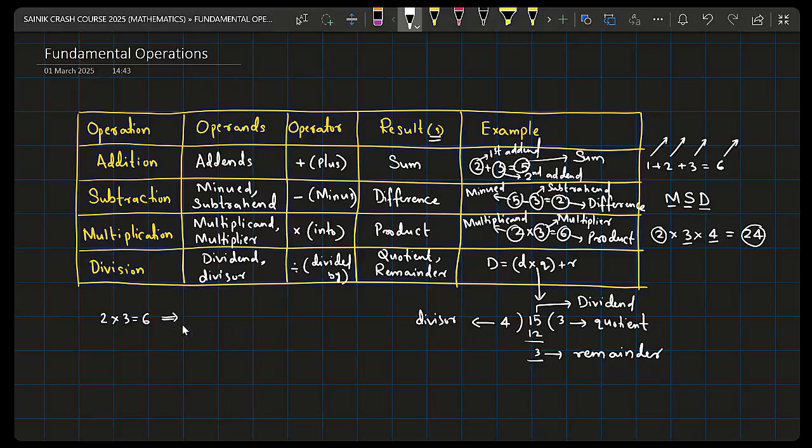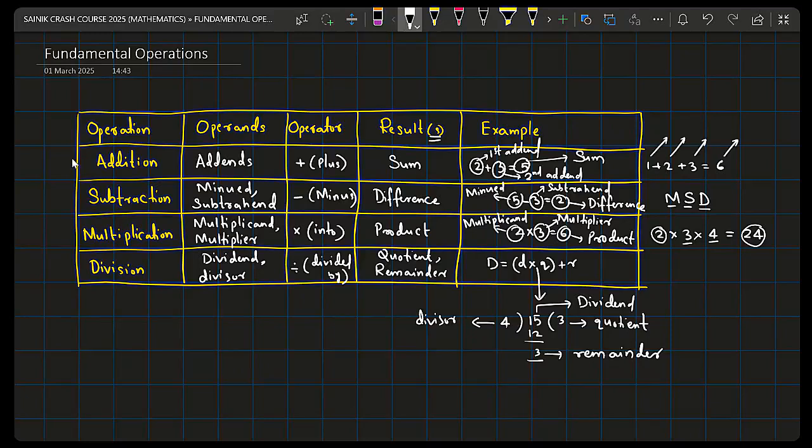From this, what is the division fact I can write? 6 divided by 2 is equal to 3 we can write, or 6 divided by 3 is equal to 2 also we can write. So that's why multiplication and division are inverse operations. And on transposing also, multiplication becomes division and division becomes multiplication.